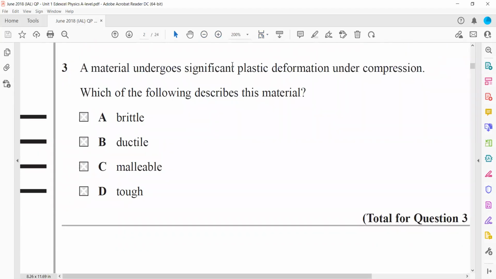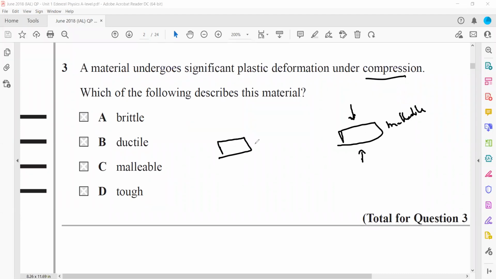A material undergoes a significant plastic deformation under compression. We did this same type of question. Whenever an object can deform under compression, it is called malleable. And if an object can deform under tensile force, we call that ductile. Brittle means a small amount of force can break the object. So this is not brittle.